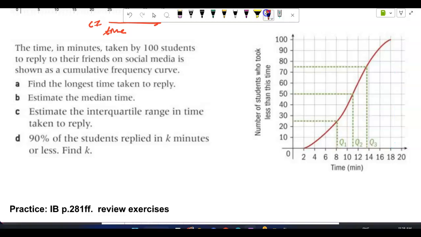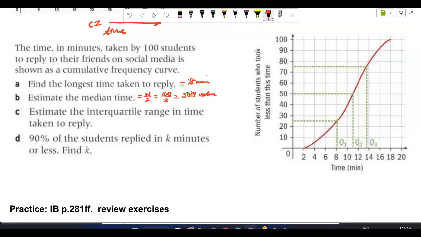18 minutes. Then the median time. You take from 2 to 18. What's the formula for median? N over 2 value. N is 100. 100 over 2. I was going to do it manually. Like 50th value. You can't do it. When a graph is given to find the median, you have to use the graph.